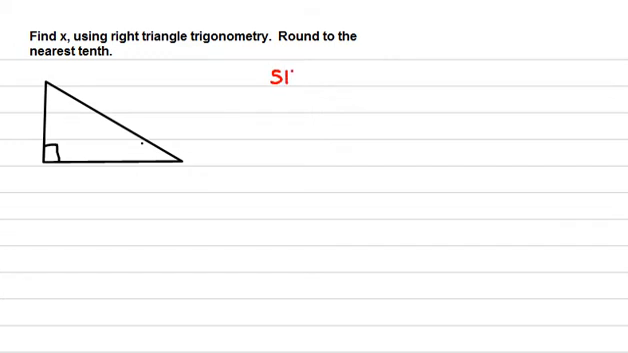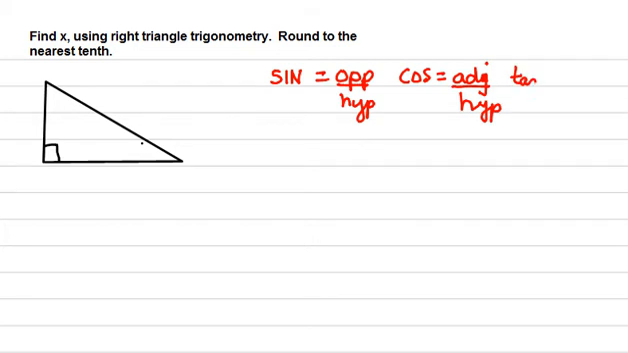tangent. And we were taught that the sine of an angle is equal to the opposite over the hypotenuse. The cosine of an angle is equal to the adjacent over the hypotenuse. And the tangent of an angle is equal to the opposite side over the adjacent side.